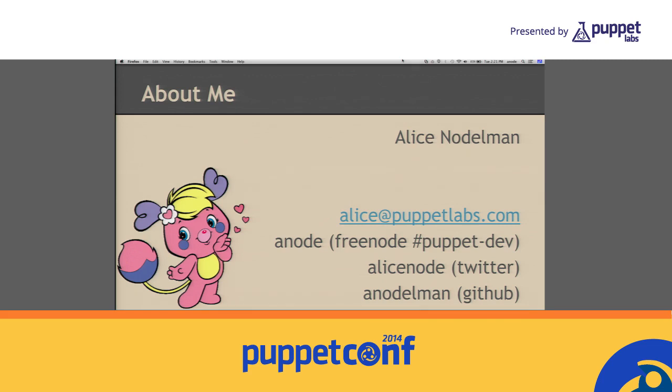So I'm Alice Nodelman. I work for Puppet Labs. I am currently a senior quality engineer. I've worked for over 10 years in quality engineering. I specialize in automation for hard-to-test applications. The harder, the better. That's what I like. I like multi-platform, multi-threaded, multi-API. Anything you can multiply, that's what I'm interested in testing.